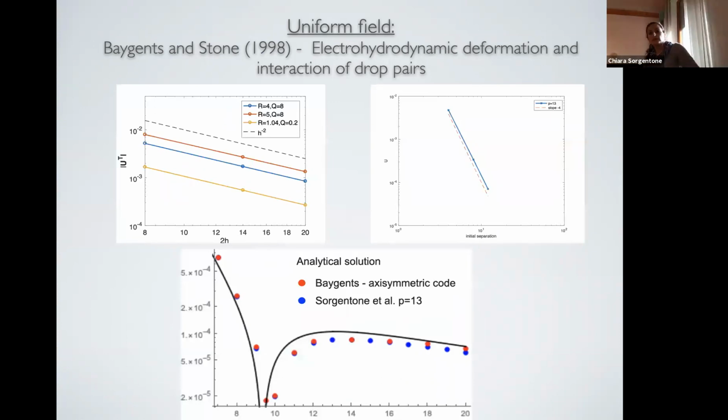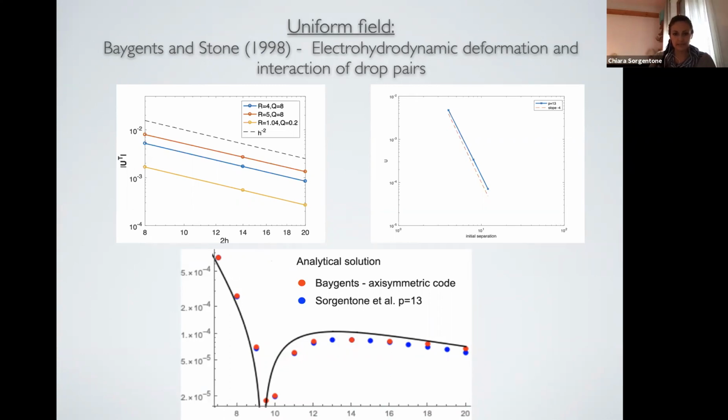He was able to study how the relative velocity between the drops should scale with respect to the distance between the drops. He found that, depending on physical parameters, the velocity should scale like d to the minus 2 or minus 4. And we could find very good agreement with his results, as you can see.